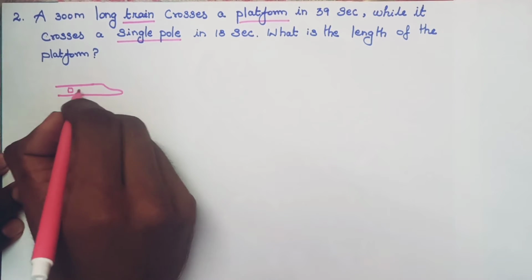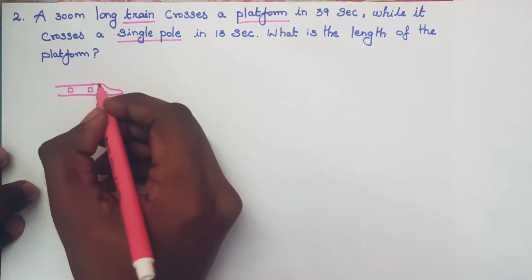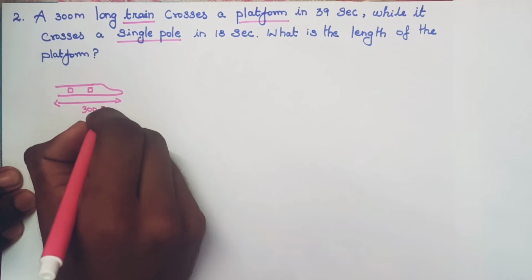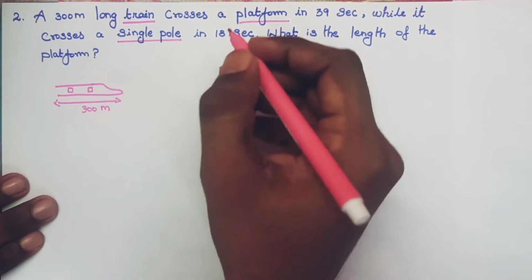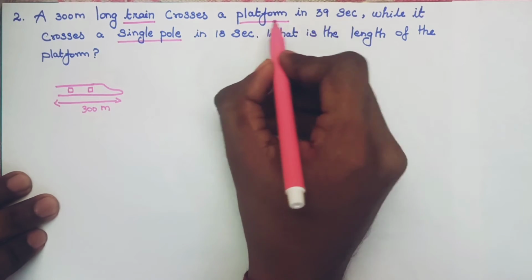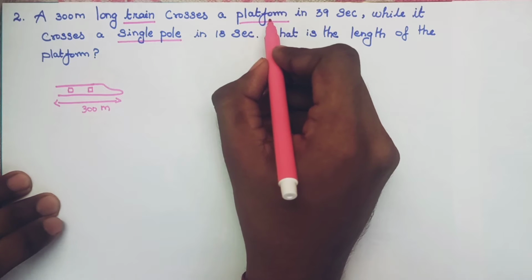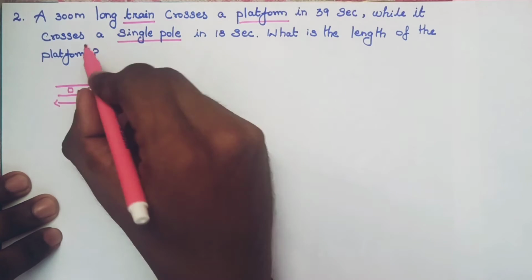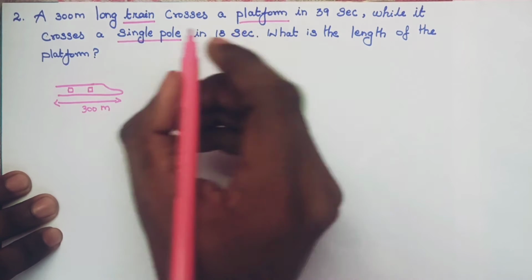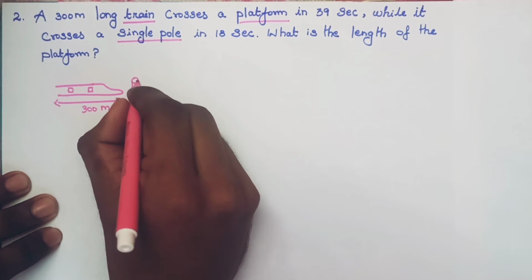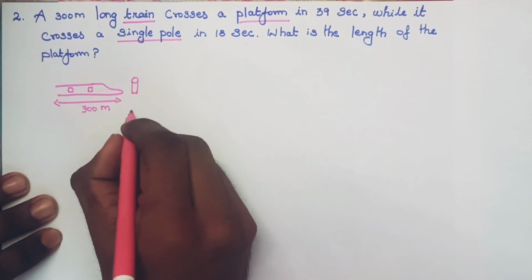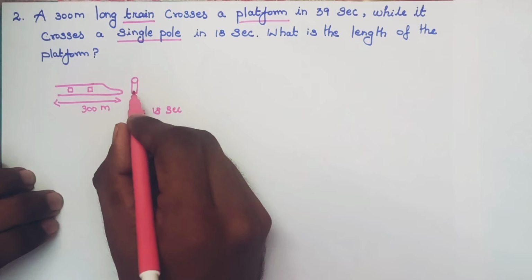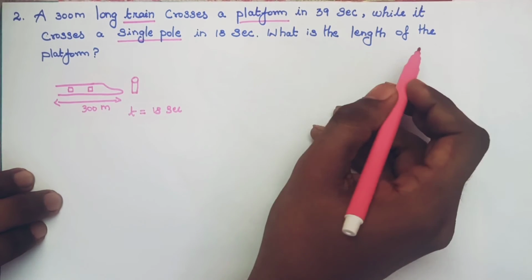A train having the length 300 meter crosses a platform in 39 seconds, while it crosses a single pole in 18 seconds. Here the platform is the line method; hold on, take the point method first. The train would take 18 seconds to cross the single pole. What is the length of the platform?